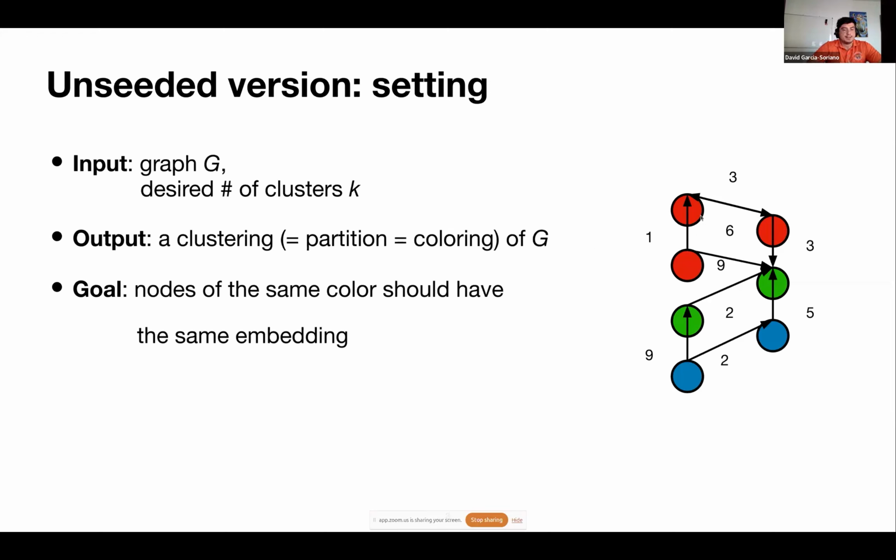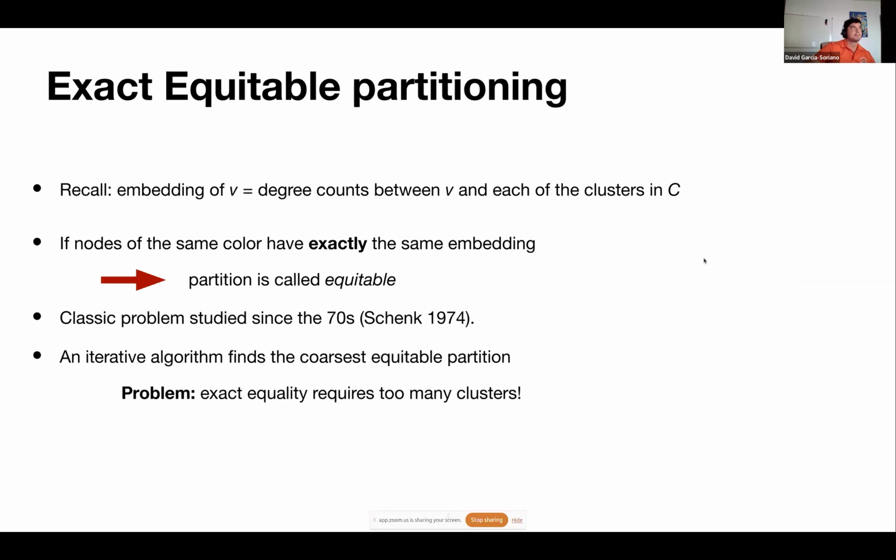And now, which property do we want our cluster to have? Ben has already hinted at the property that we want, and it's exactly that the nodes that have the same color should have the same embedding. Okay, so what's the embedding? The embedding is the degree counts, as we have seen before.